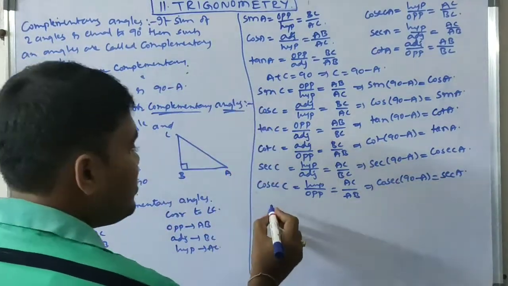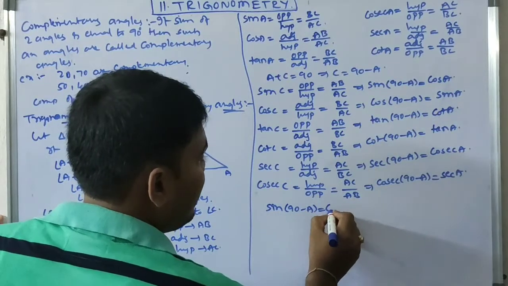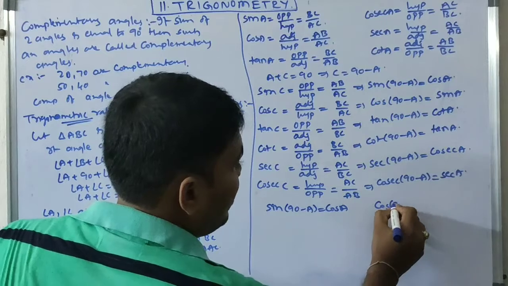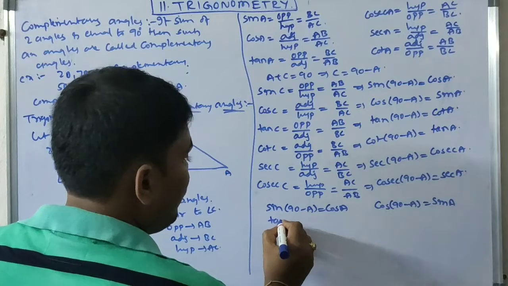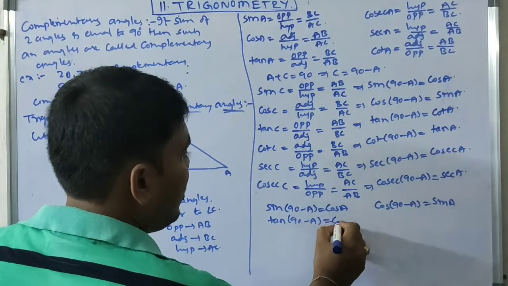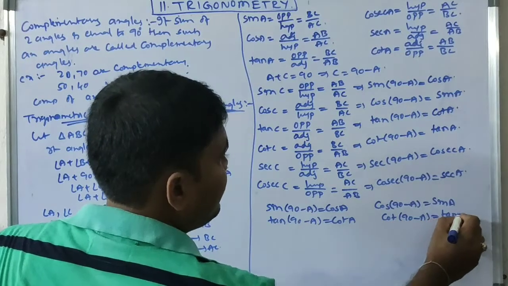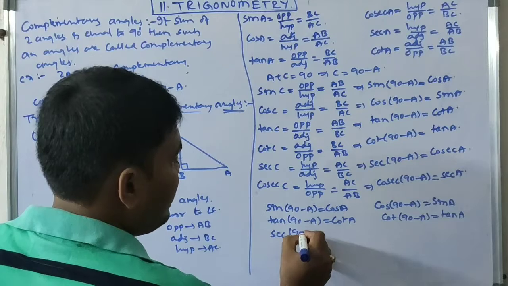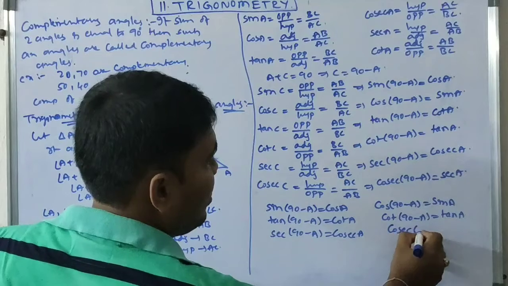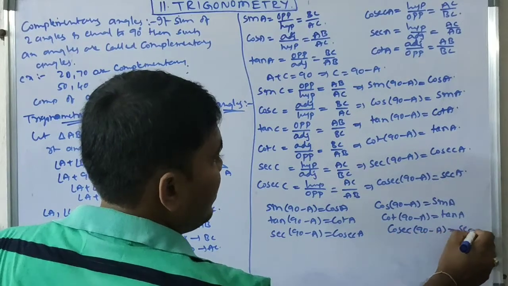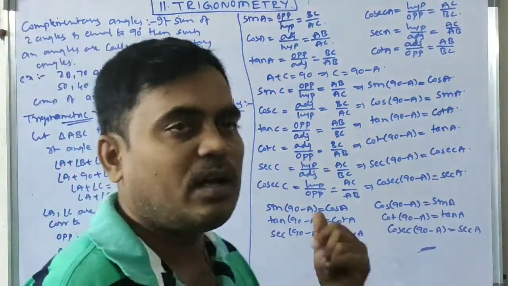So if we observe, sin of 90 minus A equal to cos A. Cos of 90 minus A equal to sin A. Tan of 90 minus A is cot A. Cot of 90 minus A is tan A. Sec of 90 minus A is cosec A. Cosec of 90 minus A is sec A. So these are the formulas, the trigonometric ratios of complementary angles.